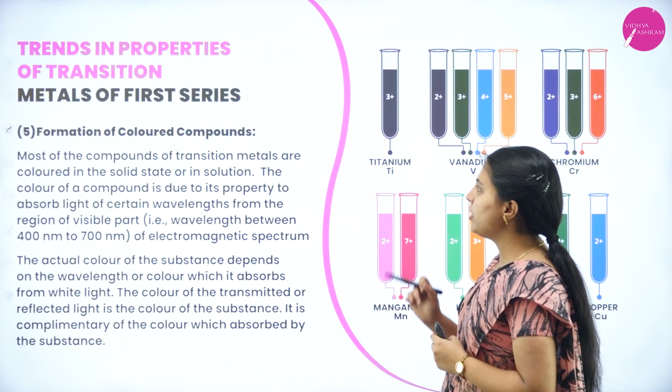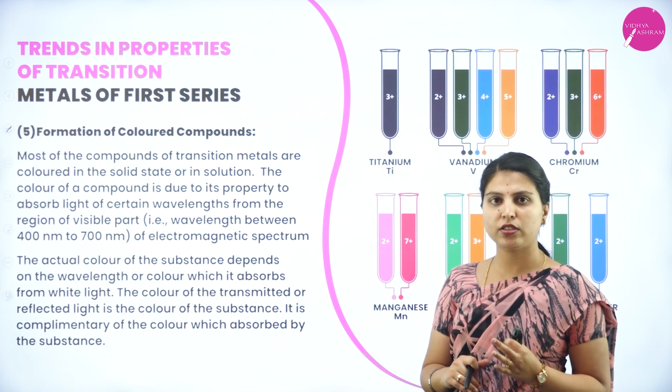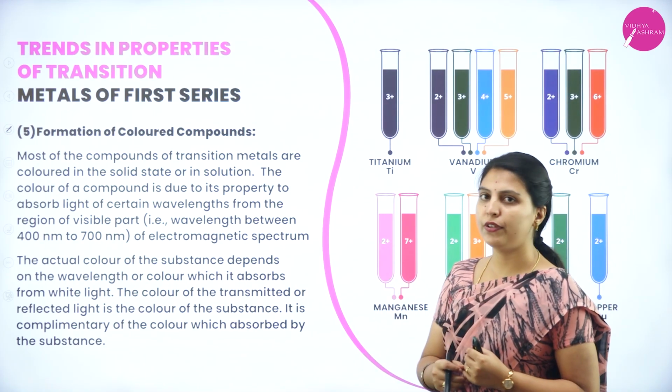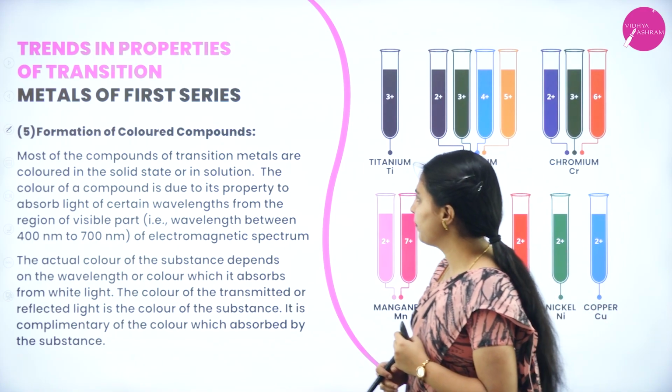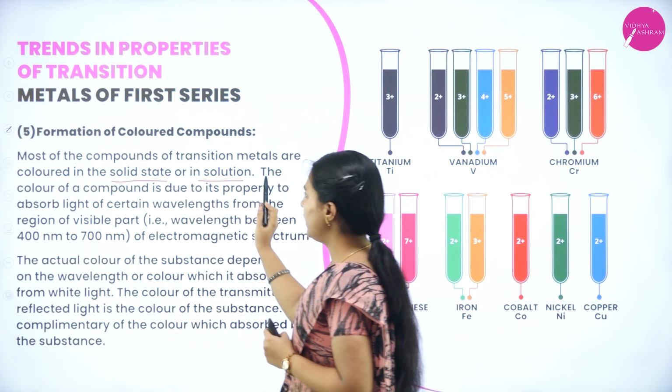Next is formation of colored compounds. We have already told the general characteristics of 3d elements; they can show the property of formation of colored compounds. Most of the compounds of transition metals are colored in solid state or in solution.